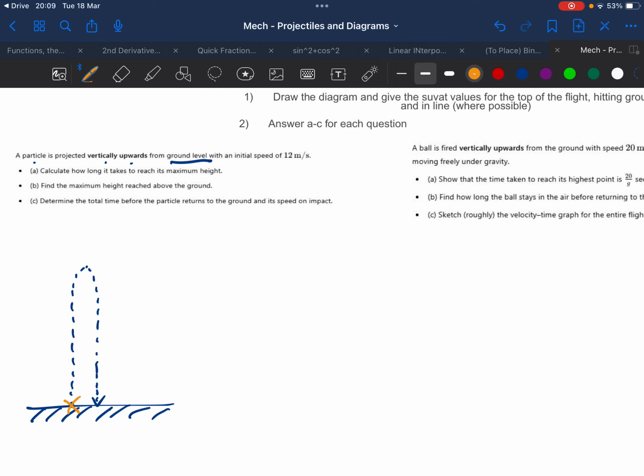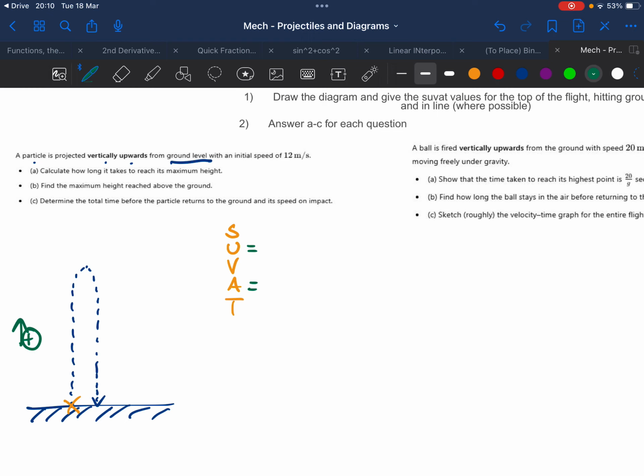Now, there are values of SUVAT, S-U-V-A-T, where there are lots of misconceptions about these. The way that I normally would answer these questions is I tend to take up to be the positive direction. A bit more about that in a moment, okay? So I do up as the positive direction and I base everything around this. The values that I'm consistently going to write in with SUVAT are U and A, and most of the time they will stay fixed throughout a question.